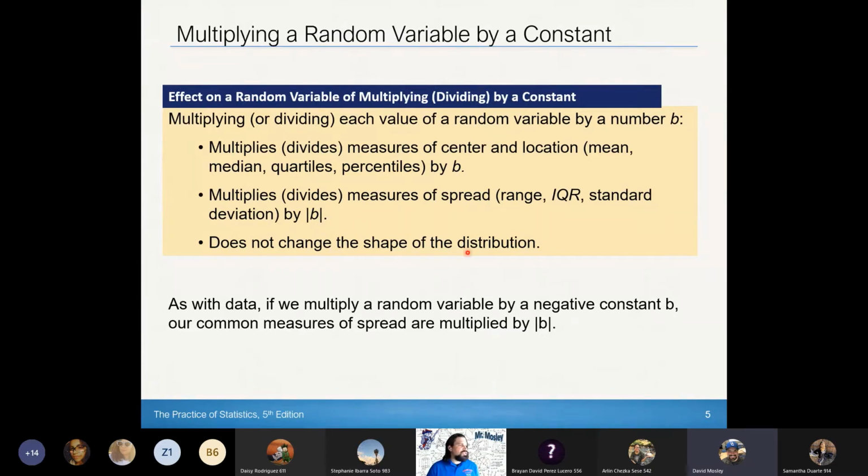Right? And this does not change the shape of the distribution. Again, it will shift the distribution a little bit. The range will get bigger, right? But the actual shape itself remains the same. As with data, if we multiply a random variable by a negative constant B, our common measures of spread are multiplied by the absolute value of B.